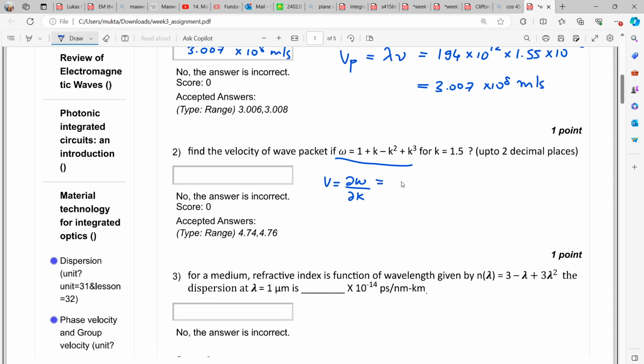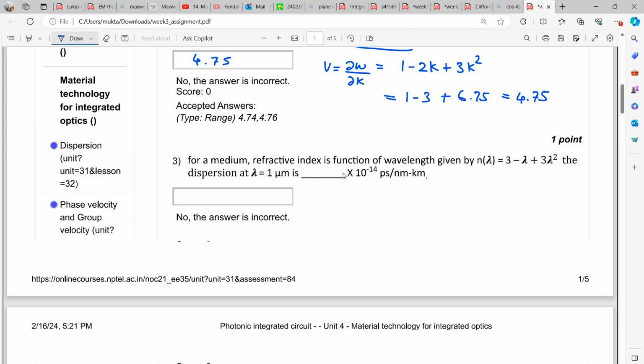So this will be nothing but 1 minus, this is 0, 1 minus 2k plus 3k square. Now we just need to substitute for k as 1.5. That will give me 1 minus 2 into 1.5 is 3 plus, if you just do this, you'll get 6.75. That is equal to 4.75. Up to 2 decimal places, they've told us this time.